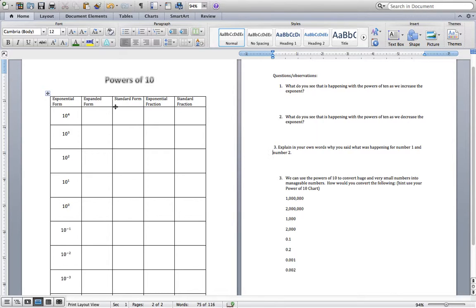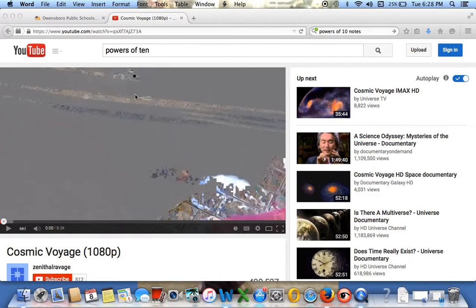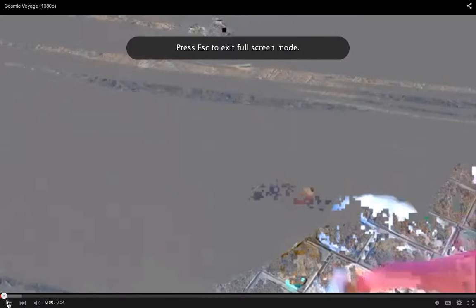Then we're going to fill in a few parts of this chart, and you guys are going to fill in the rest. Then I want you to use your knowledge, your thinking caps, your brains, to answer numbers 1, 2, 3, and 4. If you have any questions, you can ask me or Miss Johns, and we'll be glad to help you. So let me pull up the video for you. It's a great video. Let's take a look at it.